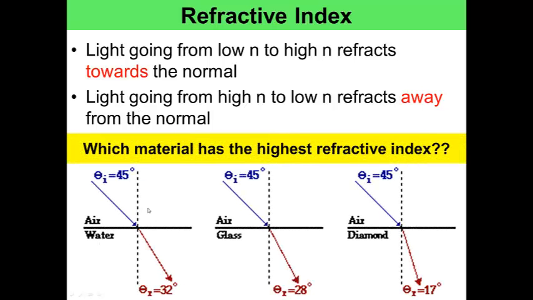So as it goes from air to water, we have 45 degrees as your angle of incidence, 32 degrees is your angle of refraction. It's going towards normal. Here, air and glass, again, low to high, 45 to 28, and then air to diamond, 45 to 17. Diamond has the highest refractive index because it changes the angle of refraction more than any other substance here.